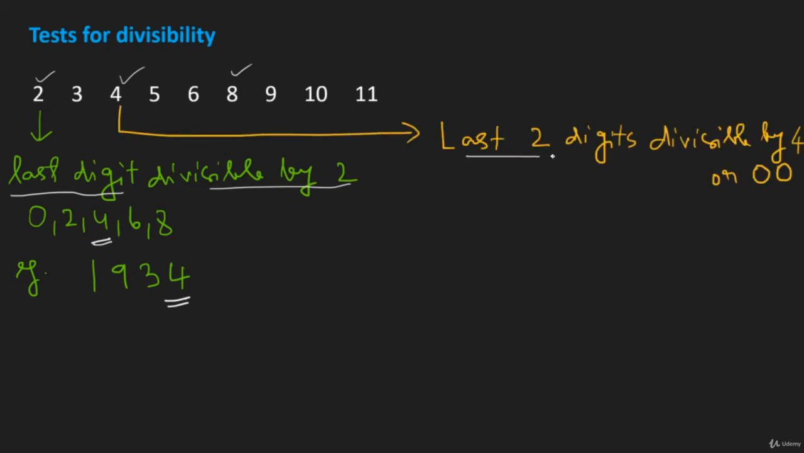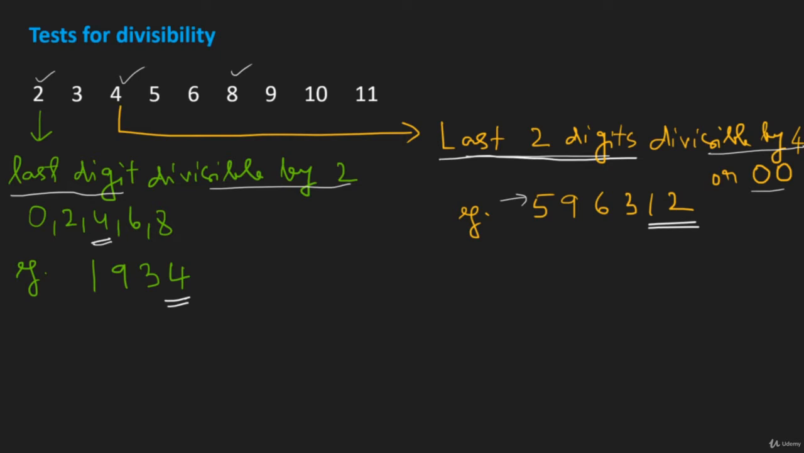Alright. Now in the case of 4, you have to check the last two digits. The last two digits should be divisible by 4 or it has to be 0. Now for example, if you have the number 596312, you just need to check the last two digits, that is 1, 2, 12, right? Now 12 is divisible by 4. Therefore, the given number over here is divisible by 4.